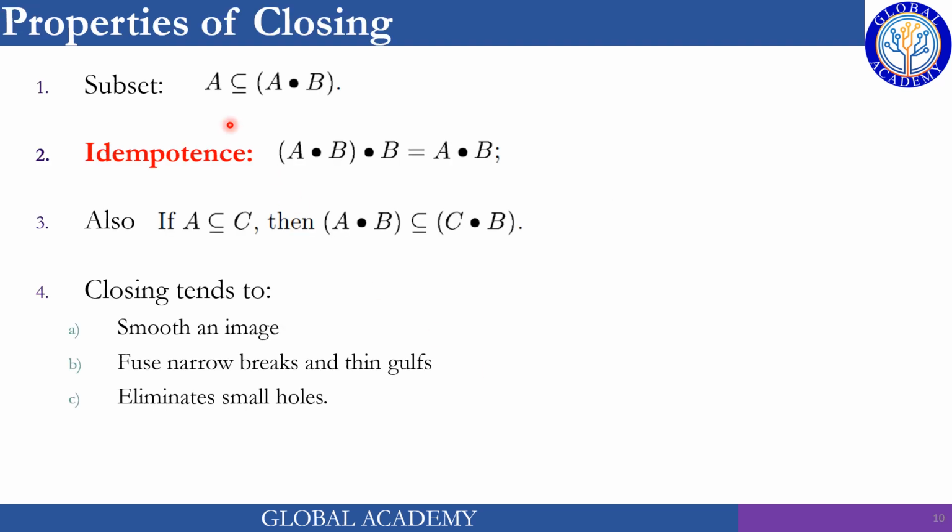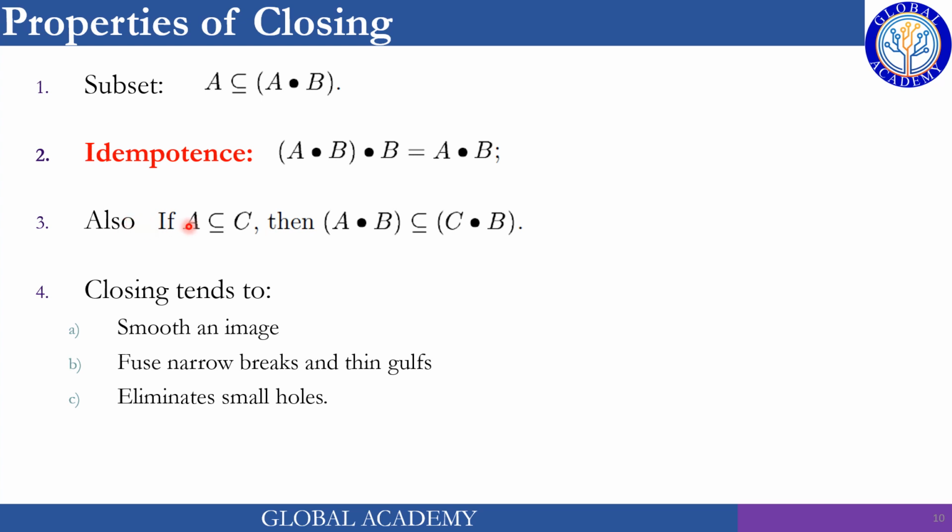Now the relationship is reversed. A is a subset of A closing B. In case of opening it was that A opening B is a subset of A. Now A is a subset of A closing B. Idempotence holds for closing also. Once you have done A closing B, then performing more closing with the same structuring element would give the same output, A closing B. So there will be no further change.